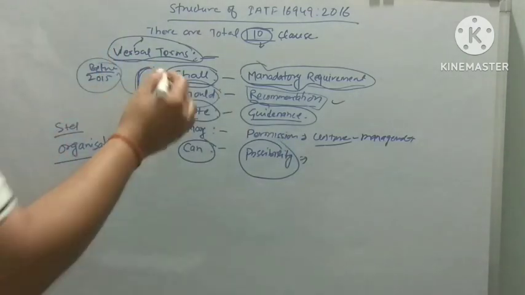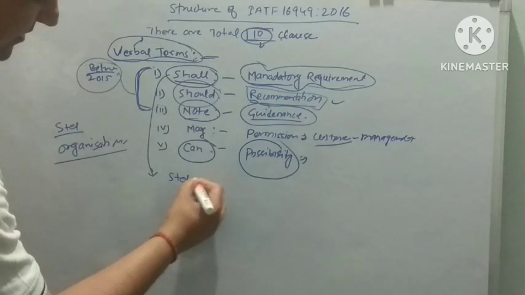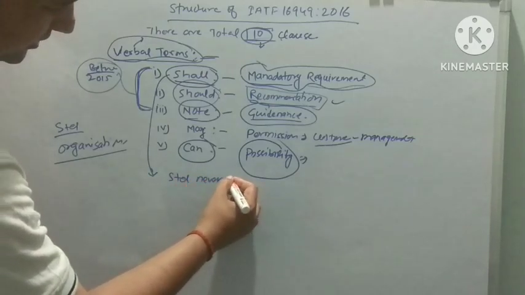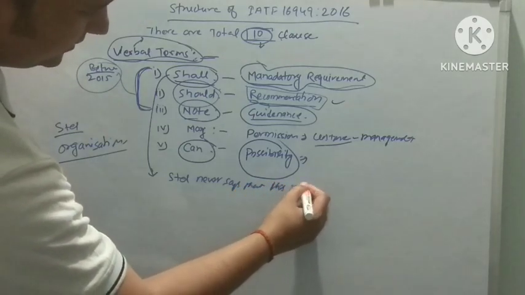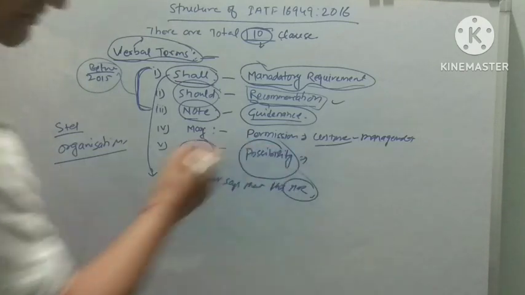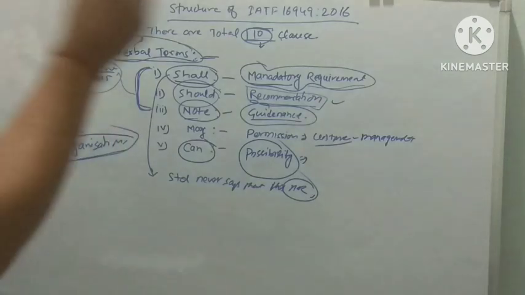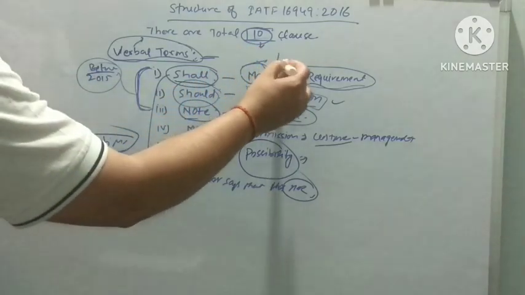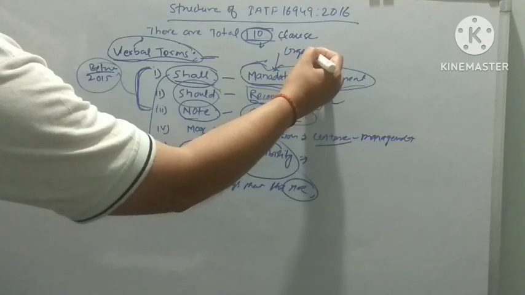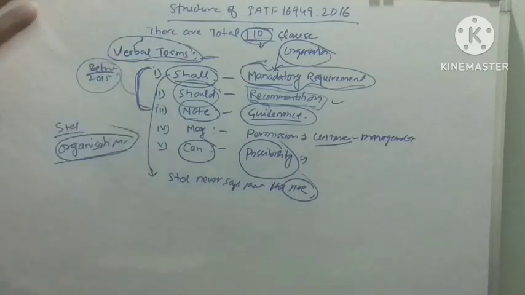And one thing I want to make clear about shall. The standard never says that this is HR work or quality work. The standard never talks about function. The standard always uses the word organization. So where there are mandatory requirements, any department can do the work. Who will do the work? The organization will decide. So there is no confusion.